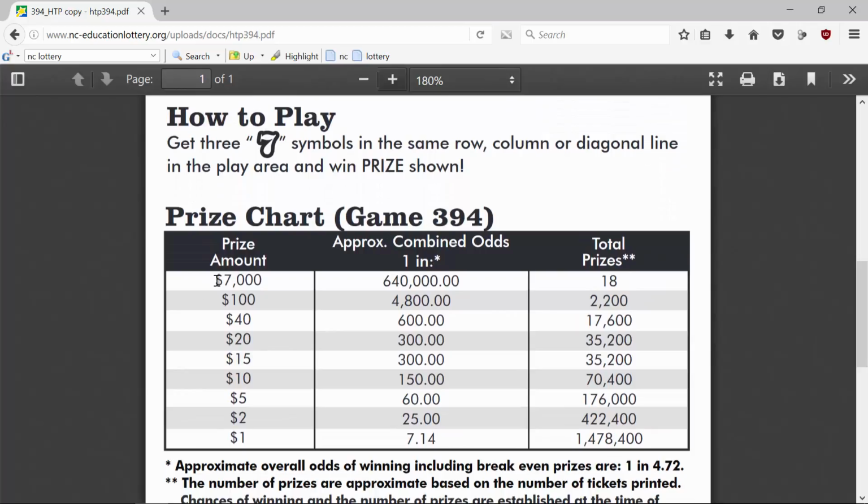So in this game, we see prize amounts from $7,000 all the way down to $1. They tell us the odds. And odds are just probabilities written 1 in a certain amount. So take 1, divide it by that number, and that will tell you the probability of winning $7,000. So 1 in 640,000, not very high probability. And it tells us that also there are 18 total tickets that were printed that will win $7,000. Let's take this data over to Excel and see what we can do with it using our probability formulas.